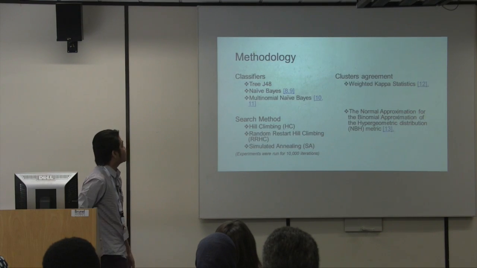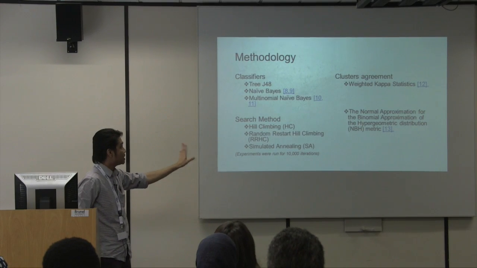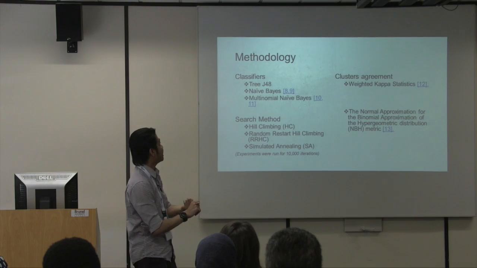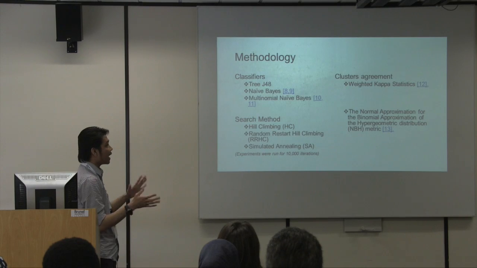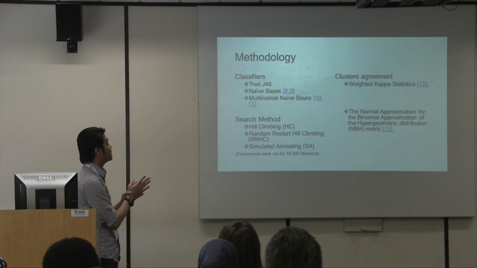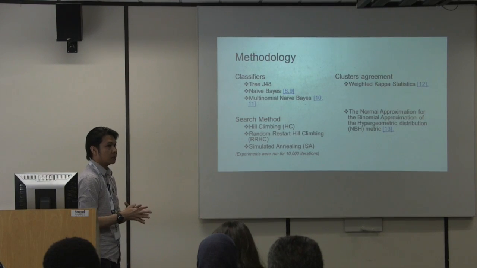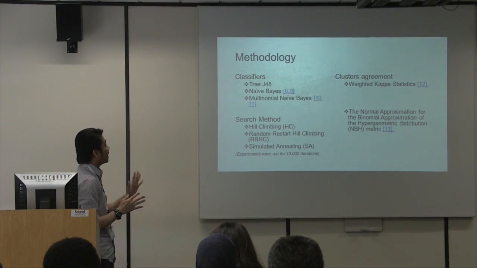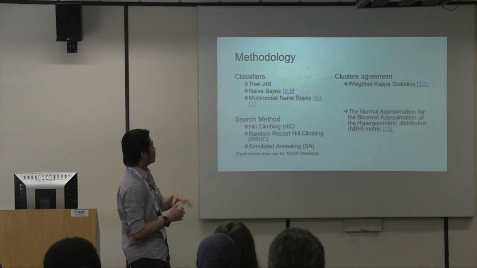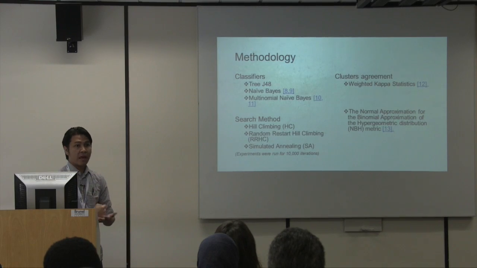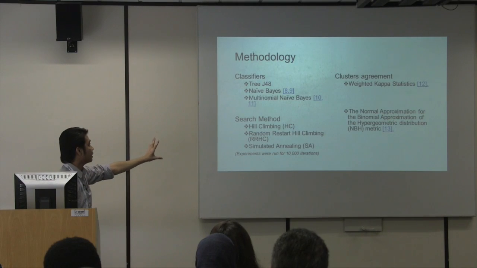So this is the methodology. Basically, I use three classifiers: J48, naive Bayes, and multinomial naive Bayes. I have certain reasons for choosing these classifiers. J48 is a very simple classifier, naive Bayes is chosen for its high accuracy, and multinomial naive Bayes because it is quite an efficient classifier.